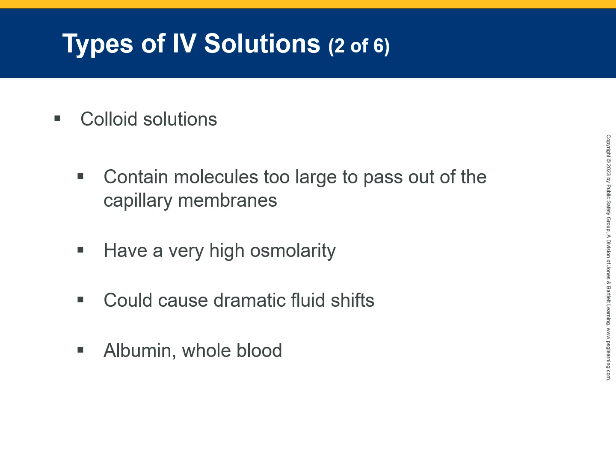Colloid solutions are another type of IV solution out there. They contain molecules, usually proteins, that are too large to pass out of the capillary membrane, and they remain in the vascular compartment. They have very high osmolarity rates. They draw fluid from the interstitial and intracellular compartments into the vascular system. They work well in reducing edema while expanding the vascular compartment. These could cause very dramatic fluid shifts into different compartments of the body. An example of a colloid solution will be albumin and whole blood, which we don't carry.